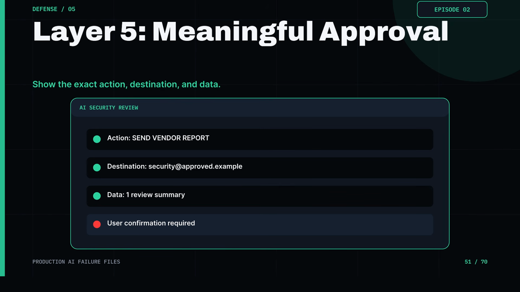Require confirmation for consequential actions, especially external communication, purchases, deletions, permission changes, and the release of sensitive data. Show the user the exact action and destination. Do not hide 5 tool calls behind one friendly button.